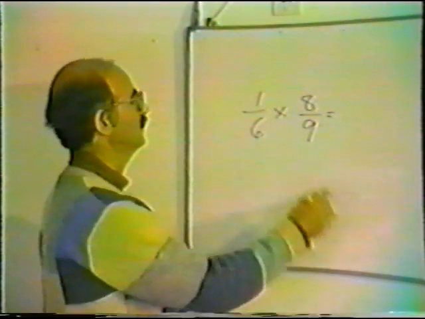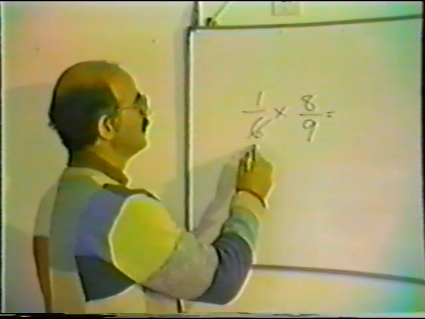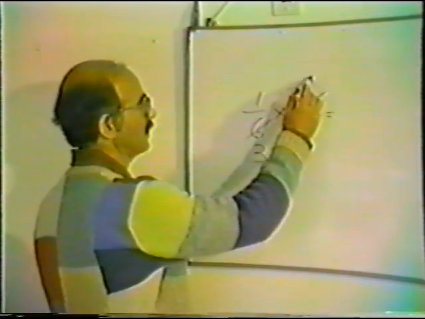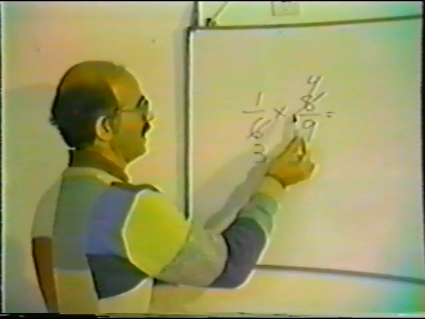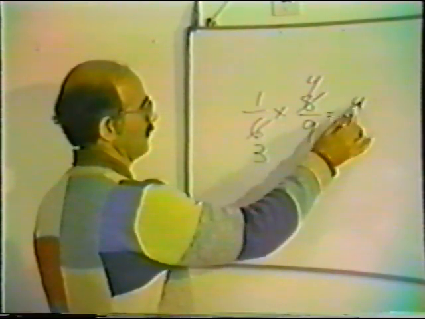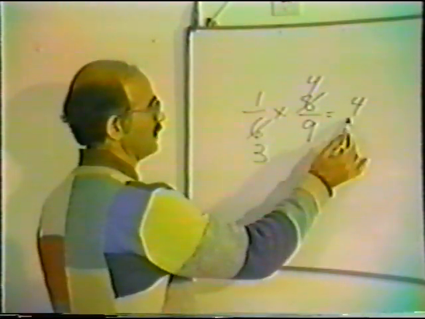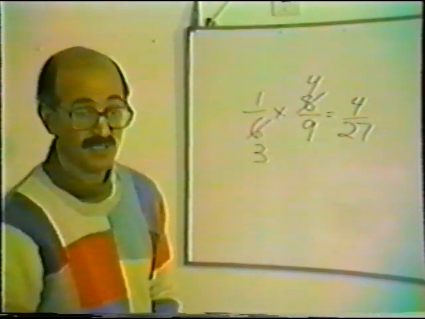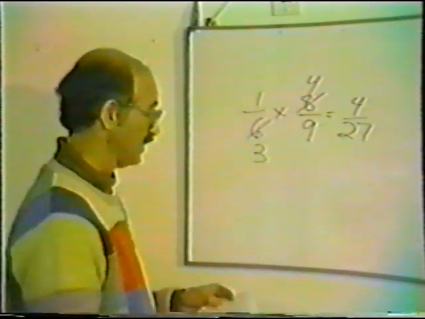2. 2 into 6 is 3. And 2 into 8 is 4. 1 times 4 is 4. 3 times 9 is 27. The answer is 4/27.